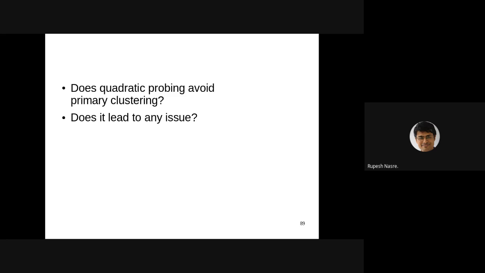This requirement of large H is there for all the open addressing schemes. Is there something specific to quadratic probing? Okay, so it might not be very evident as such.